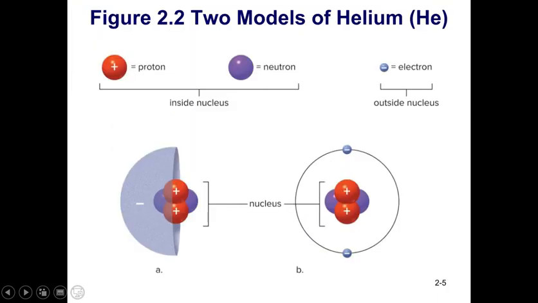In the next slides, we're going to be seeing how those come together. So here we have the protons. Protons are symbolized with a positive sign inside. Those are found in the nucleus. Neutrons are also found in the nucleus. However, those don't have a charge. And then the electrons are on the outside surrounding the nucleus. And this is the model for helium.